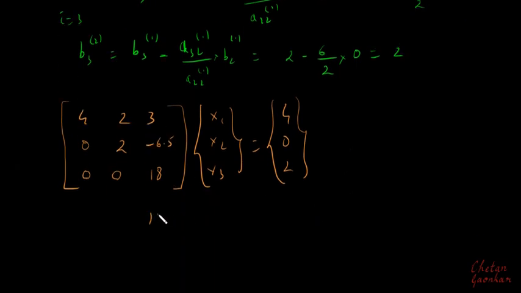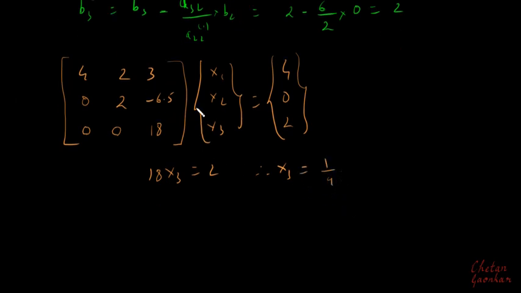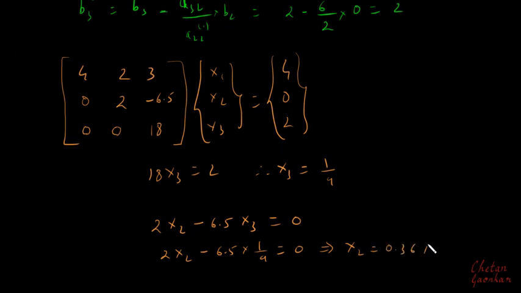From here I get 18x3 as 2, therefore I get x3 as 1 by 9. Once I get x3 as 1 by 9, I can substitute it in the second equation, that is 2x2 minus 6.5x3 should be equal to 0. From here I get 2x2 minus 6.5 multiplied by 1 by 9 is equal to 0. This gives me the value of x2 as 0.361. I could have also written it as 0.11.